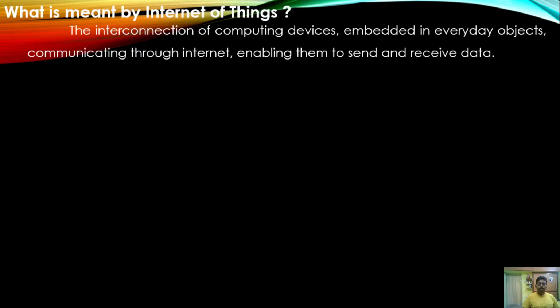What is meant by Internet of Things? The interconnection of computing devices embedded in everyday objects, communicating through the internet, enabling them to send and receive data, is known as Internet of Things or IoT.